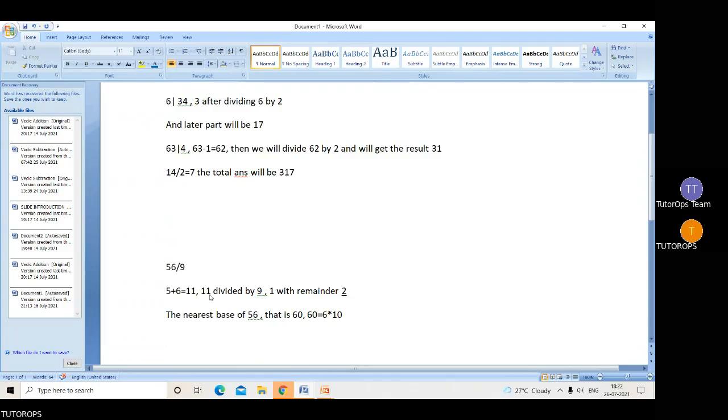We can say directly, because the base near the number here is 60. So 60 is basically 6 into 10. So if 1 ten contains 1 nine, how many nines will 6 tens contain? 6 into 10 will contain 6 nines. So there will be 6 total nines and a remainder of 2. So 56 is basically 6 into 9 plus 2. Here 6 is the quotient and 2 is the remainder.